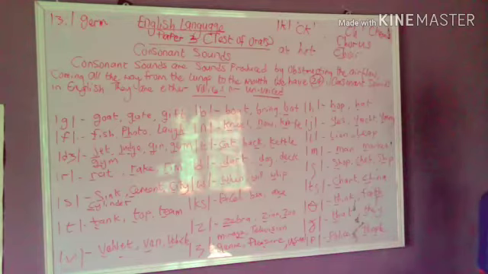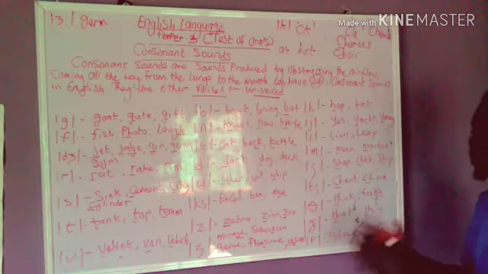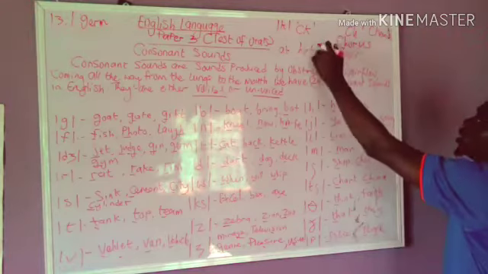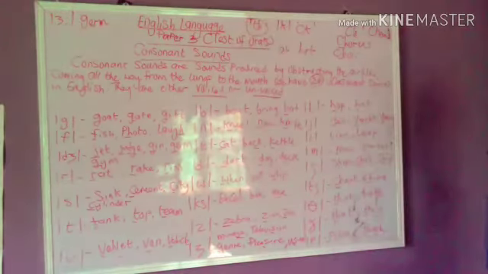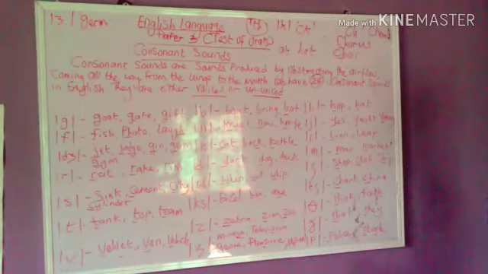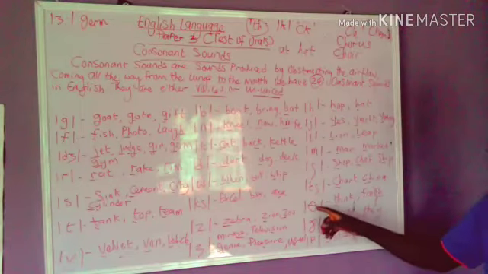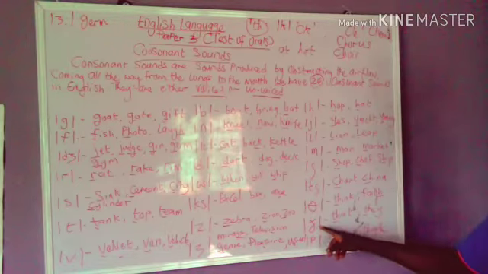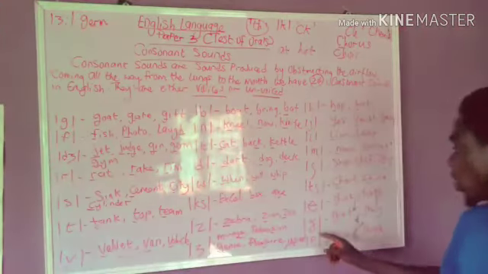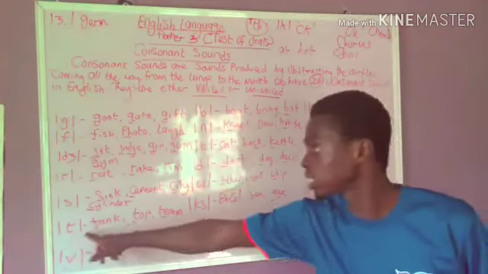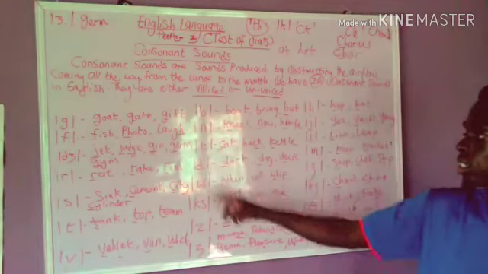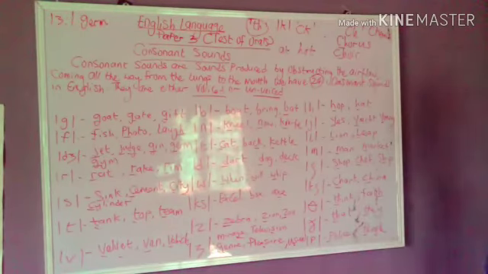Okay, so we go to the TH. Now, here, a lot of people have problems with the TH sound. A lot of people do not know which one is voiceless and which one is voiced. The only way you can know is by learning the words and checking out the transcription in the dictionary. So this is the voiceless TH. This is the voiced TH. Most times we always mispronounce these two sounds. But I'm going to teach you how to say them correctly.